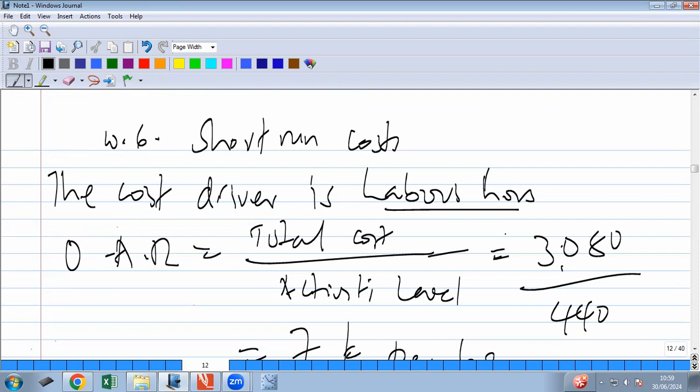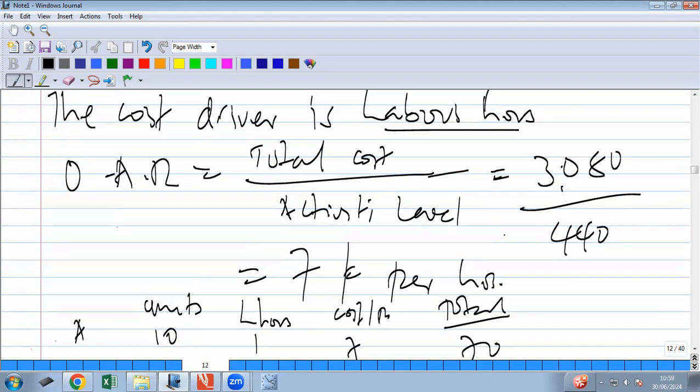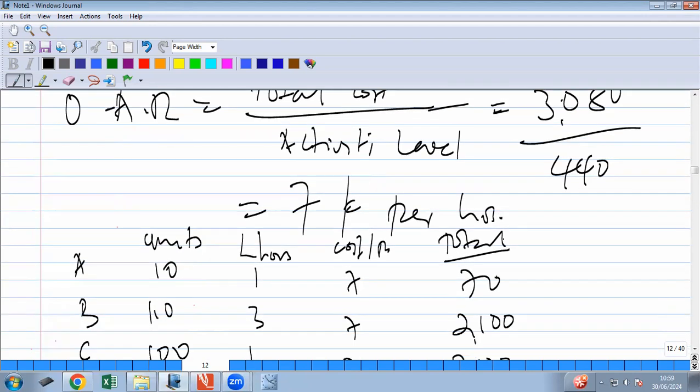So we need to determine the overhead absorption rate, where we get the total cost for short run divided by the activity level, which is the labor hours. But we know our total cost for short run is 3080. When you divide by the labor hours, we are getting 7 shillings per unit.